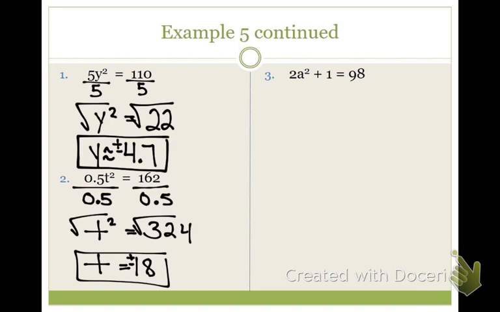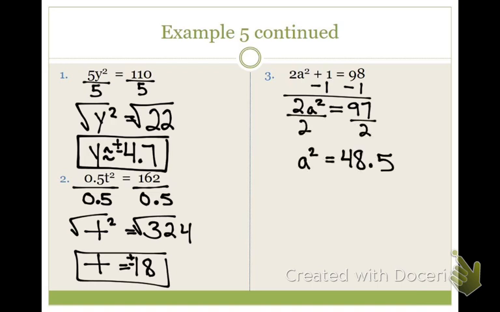So yes, you need to move what's not connected to the variable first, that whole term. So you're going to subtract 1 first, and then you get 2a squared equals 97. Now we're kind of back to where we were in number 1. What would we do next? Divide both sides by 2. You get a squared equals 48.5. Well, that's not a perfect square, but that's pretty close to what perfect square? 49. 49 is a perfect square, so you know it's going to be really close to 7.